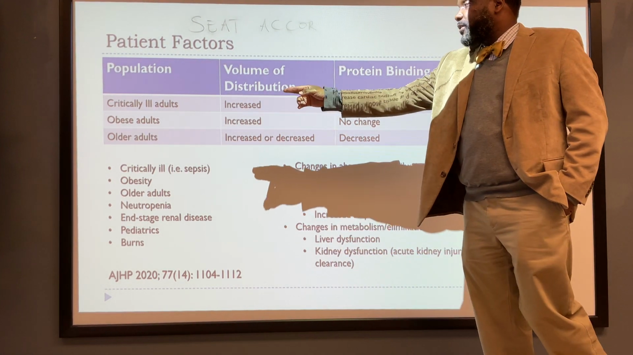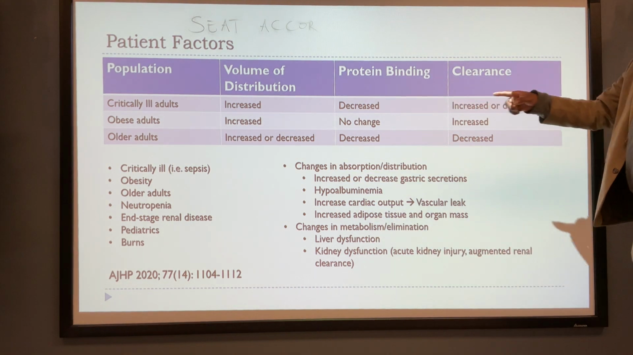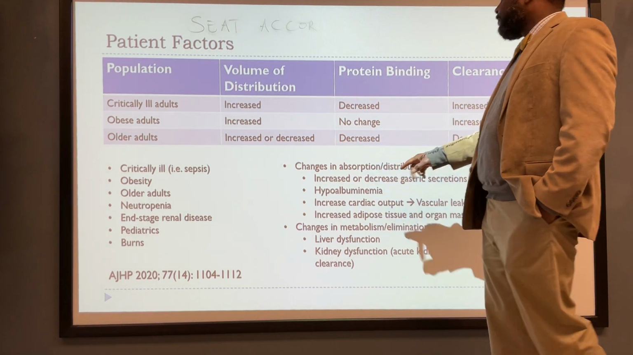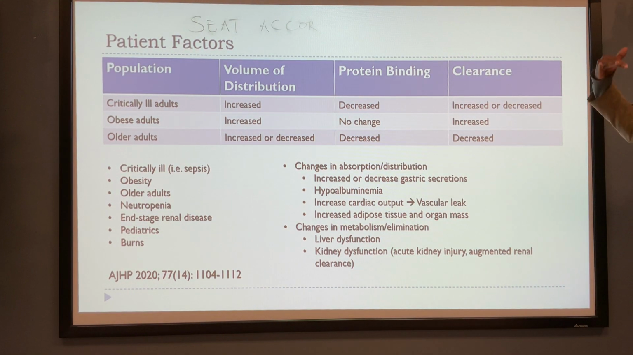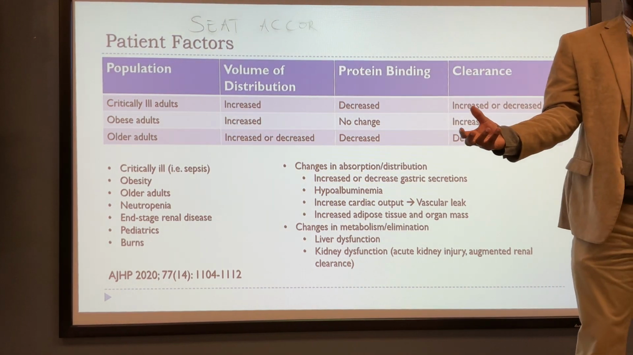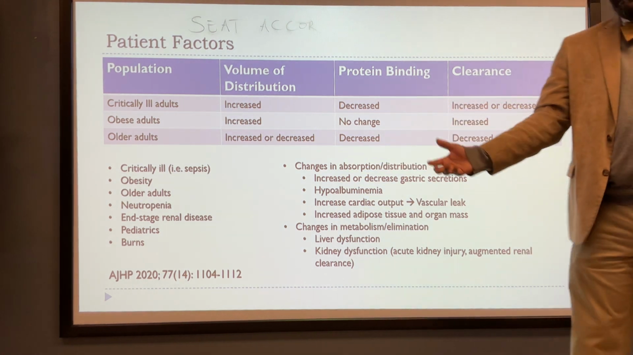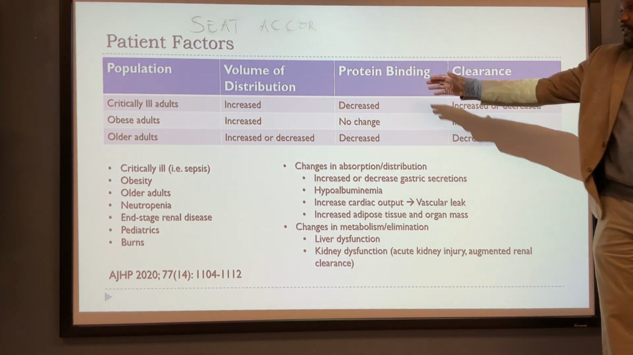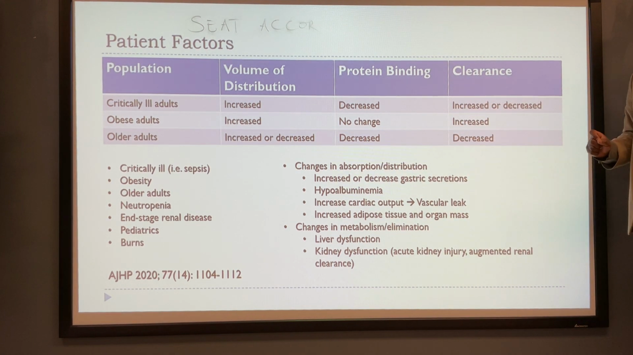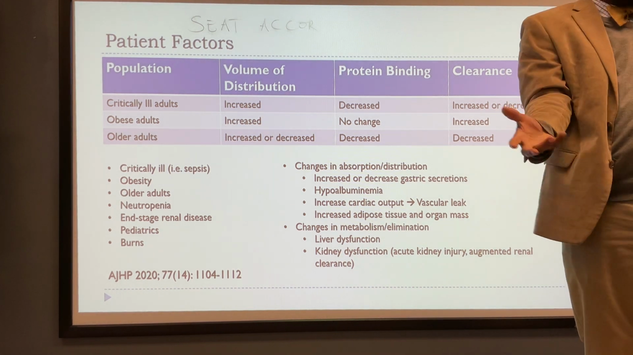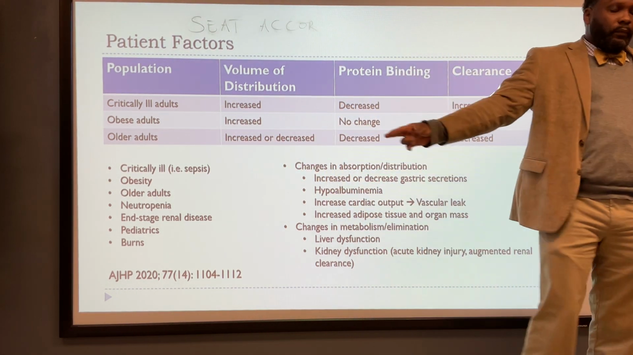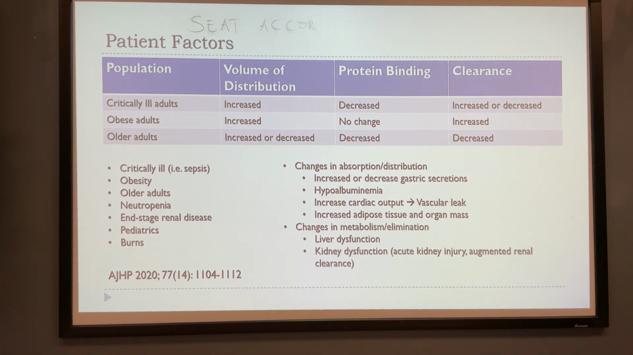All right, older patients, this can be a little tricky. There may be an increase or decrease in volume of distribution. There's typically a decrease in protein binding for the same reasons that we talked about before. When you think of older patients, do you think of increased organ function or decreased organ function? Decrease, right? So you're going to expect decreases in everything. Decreased albumin production will lead to decreased protein binding, and decreased clearance, primarily driven by a decrease in renal function.